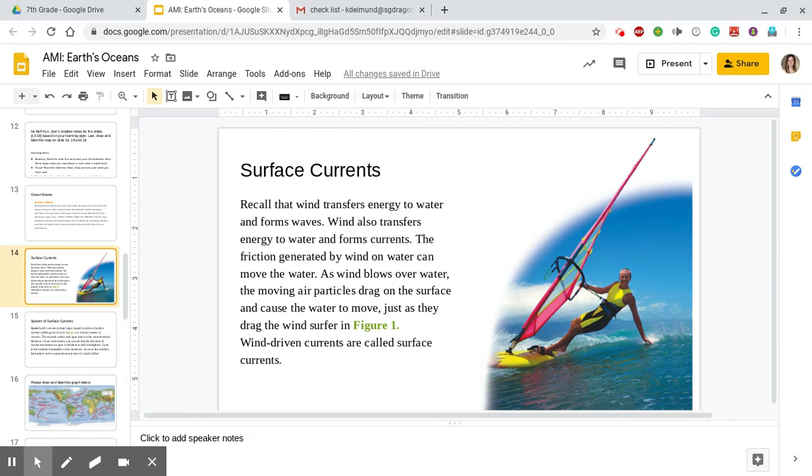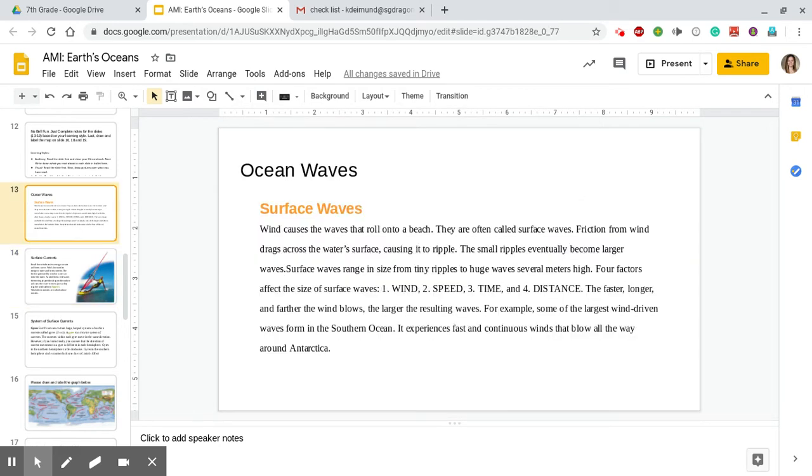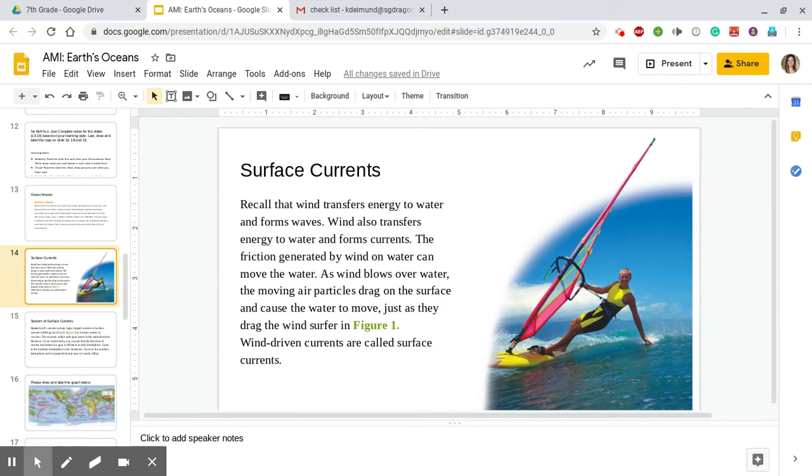So remember that surface waves, or any type of water waves in the ocean or in the lake, just like waves, we also have surface currents that are caused by wind. And so wind energy transfers and forms into waves, which also can form currents.